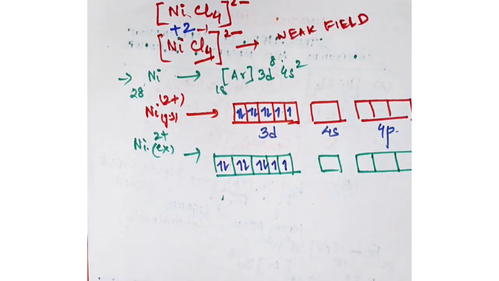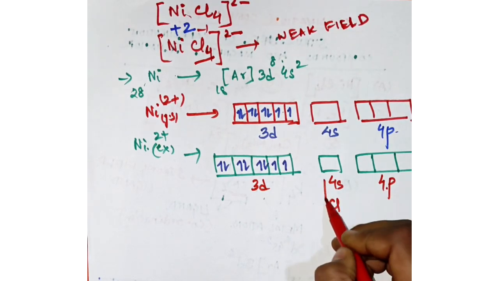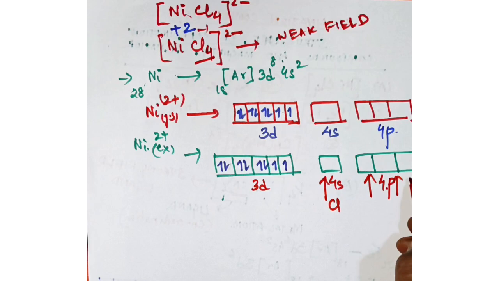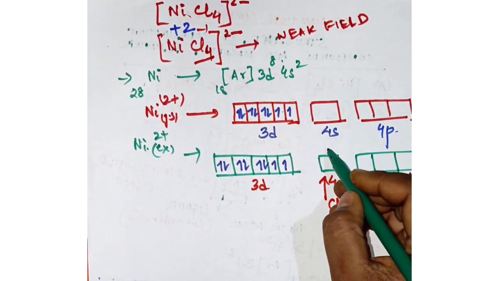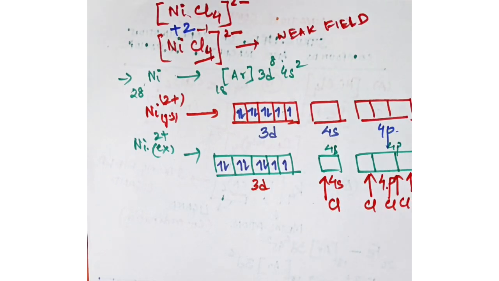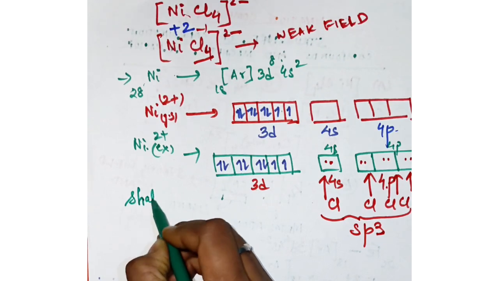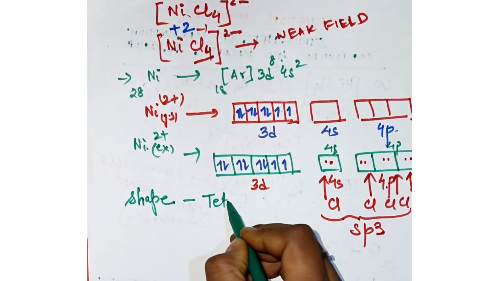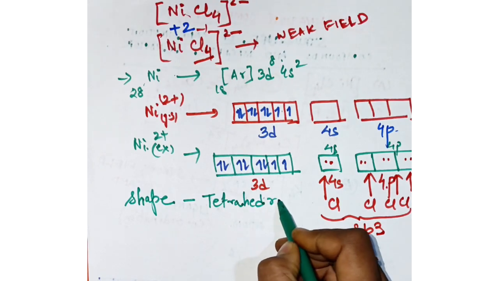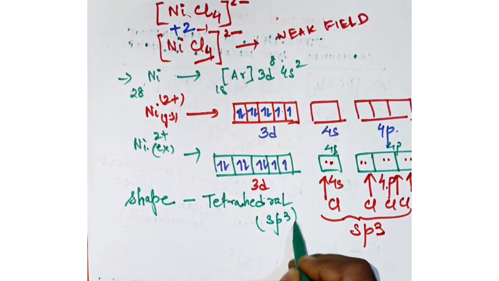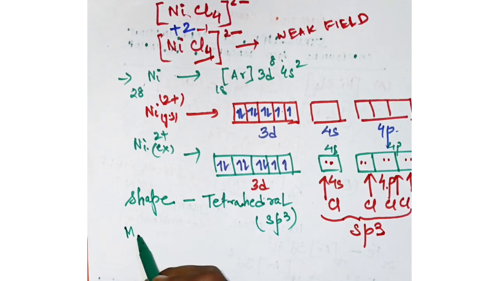Okay. Now the chlorine atoms, what will happen to them? The chlorine atoms now will come here, here, here, and here. Okay. And this is your 4s, this is your 4p orbitals, right? So it is forming what? It is forming sp3. Okay, so what is the shape? Now the shape is tetrahedral. We know why? Because it is sp3, so it is tetrahedral in shape.